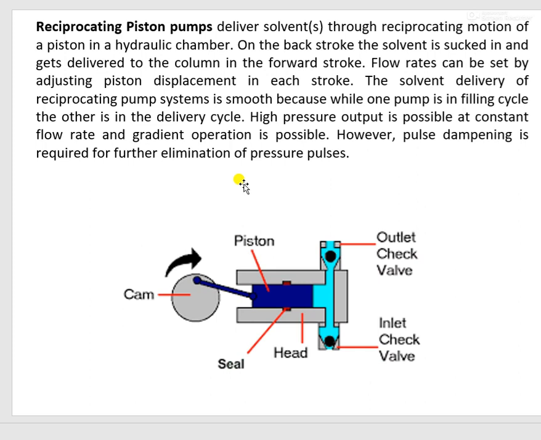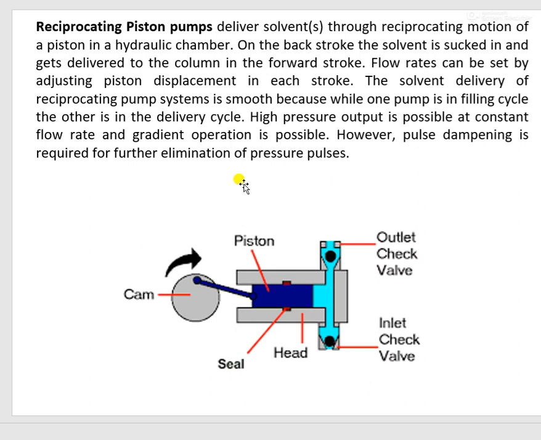The solvent delivery of a reciprocating pump system is smooth because while one pump is in the filling cycle, the other is in the delivery cycle. High pressure output is possible at constant flow rate, and gradient operation is possible. However, a pulse damping device is required for further elimination of pressure pulses.